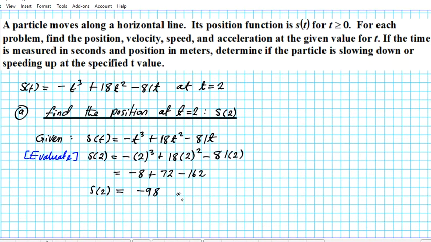And the unit for position is meters. Alright? So let's write down what the answer means. The position of the particle at t equals 2 is negative 98. So this negative basically means you're going to the left 98 meters.